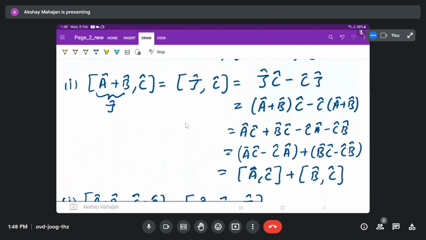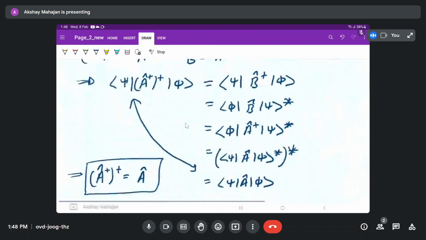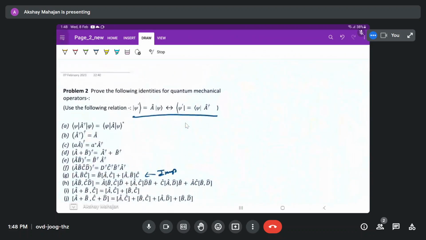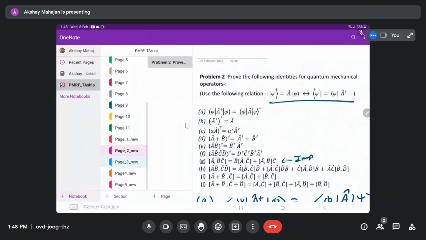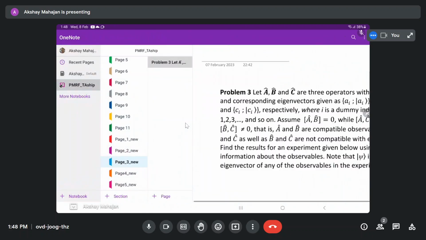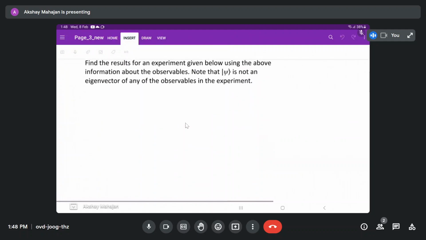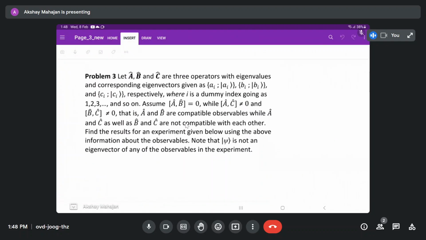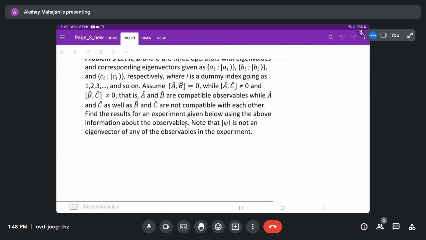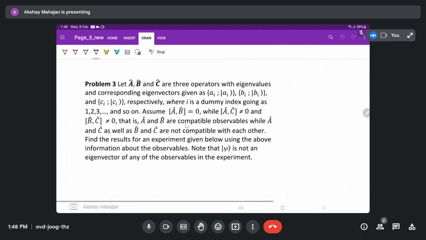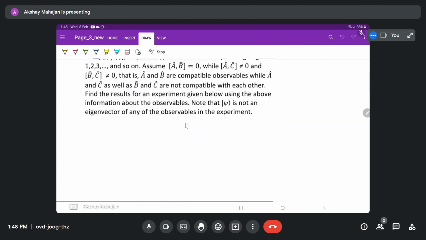Alright. Okay, so now we will go to our next problem. In this problem, we have three operators. Let me just draw it.